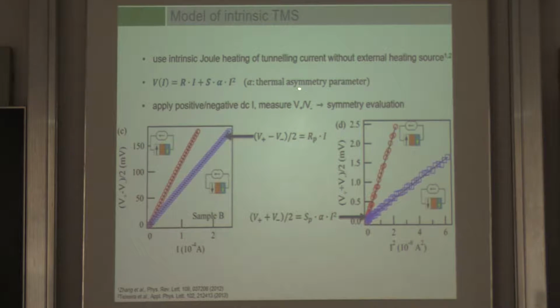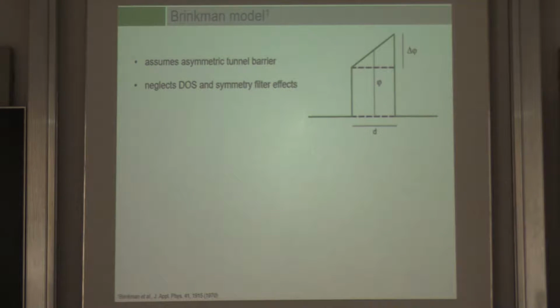This alpha, the thermal asymmetry parameter, basically includes all the stack properties and stack parameters and so on. And the third theoretical model that I want to talk about, because I use it later on in the evaluation of the data, is the Brinkmann model.